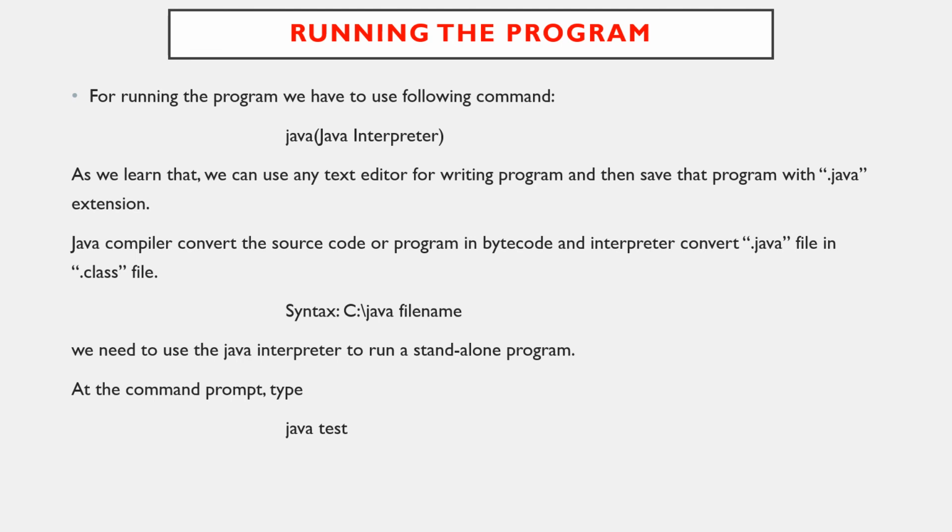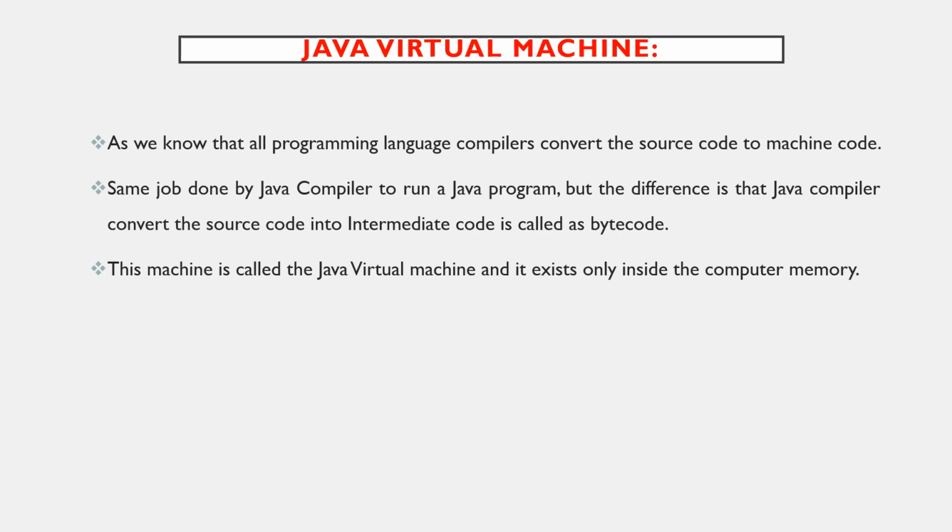Then the third step is running the Java program. To run the program, we have to use the java command, the Java interpreter. So we learned that we can use any text editor for writing Java, then save it with the .java extension. After that, the Java compiler converts this Java source code into bytecode format. Then the interpreter runs the .class file. The syntax is java space filename. We need to use the Java interpreter to run the standalone program, like java space Test. Then we move on to the next slide.